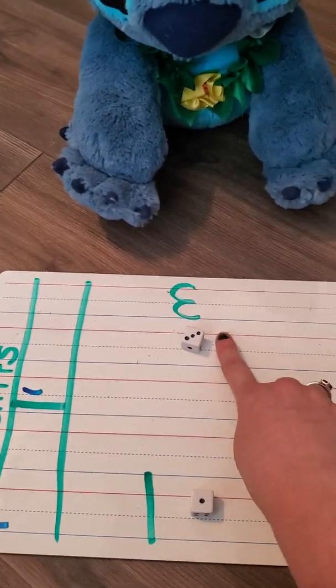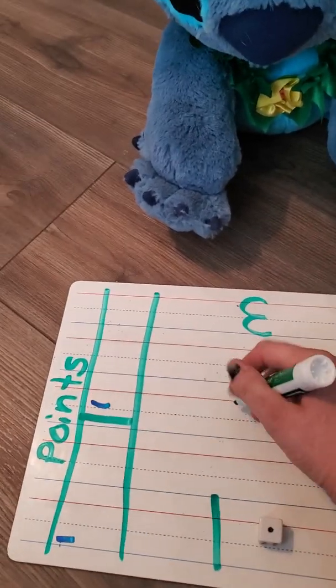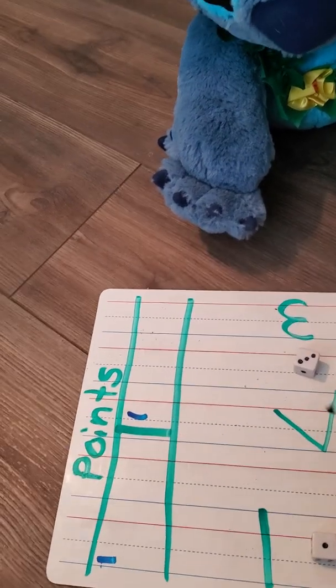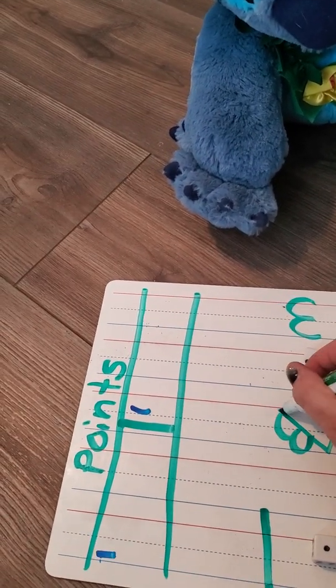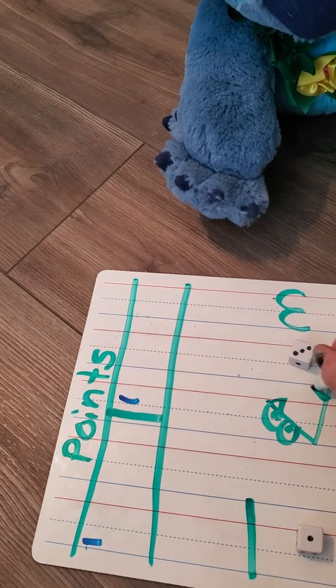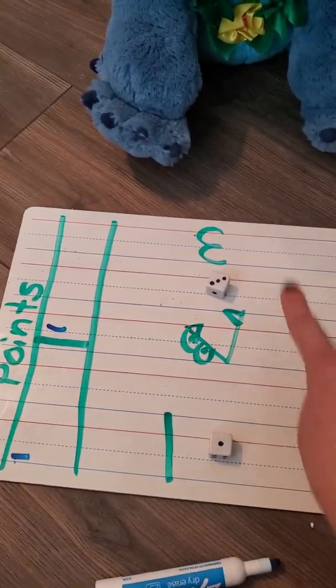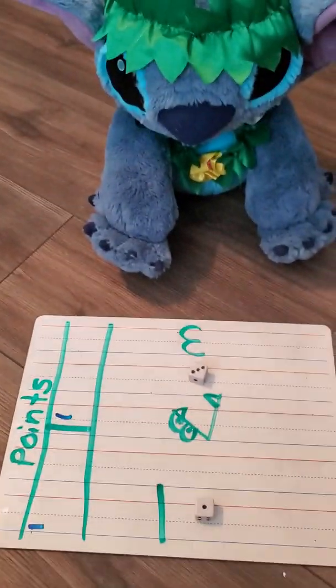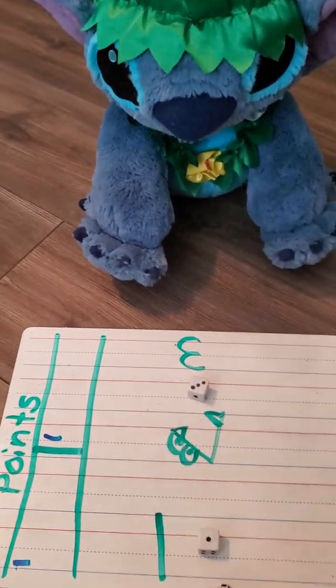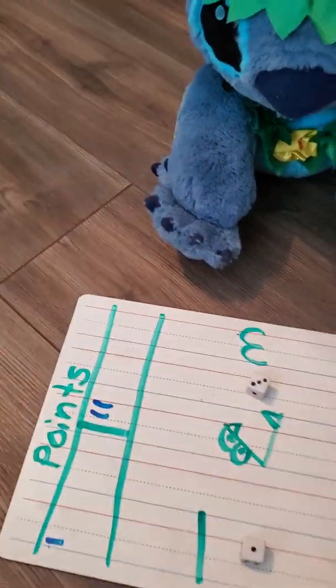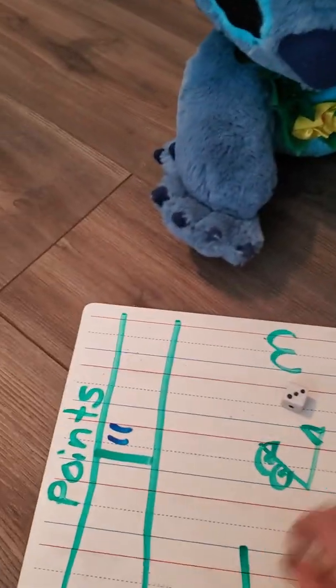So Stitch has the bigger number, right? So the alligator, yum, num, num, num, is going to eat Stitch's number. So I drew the alligator eating Stitch's number. And so that means Stitch wins. So Stitch gets a point. Good job, Stitch. All right, let's try that one again.